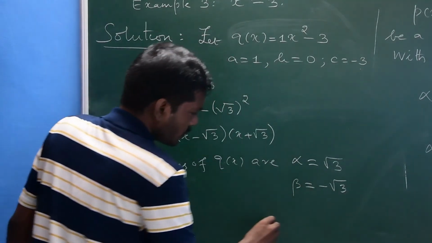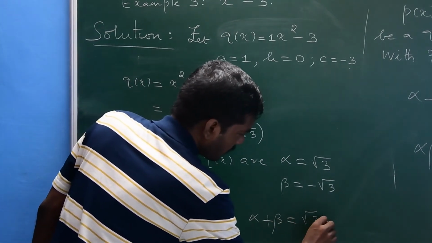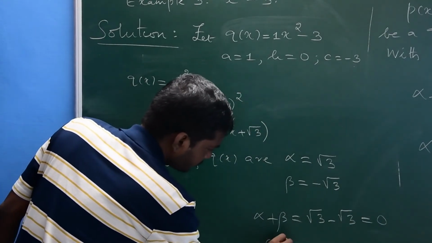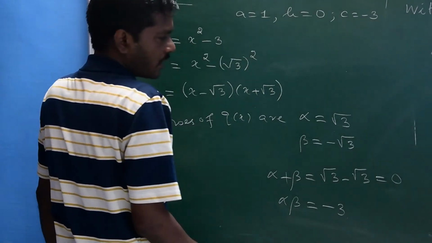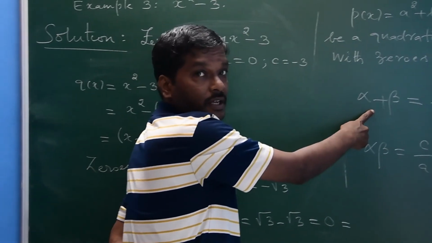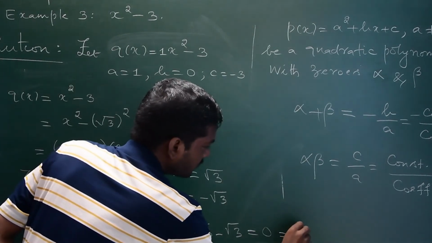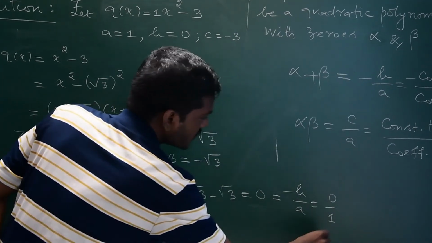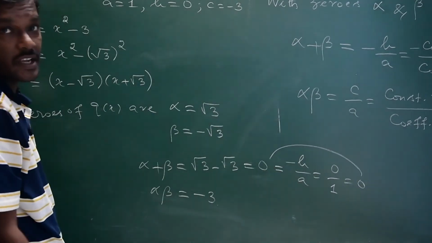Now what is the sum of the zeros? Alpha plus beta, root 3 minus root 3. Sum is 0. What is the product? When you multiply this, the product is minus 3. See, alpha plus beta is minus b by a. What is b here? 0 by 1. So minus b by a is 0 by 1, and that coincides with 0. So they are one and the same. Therefore, alpha plus beta equal to minus b by a is verified.